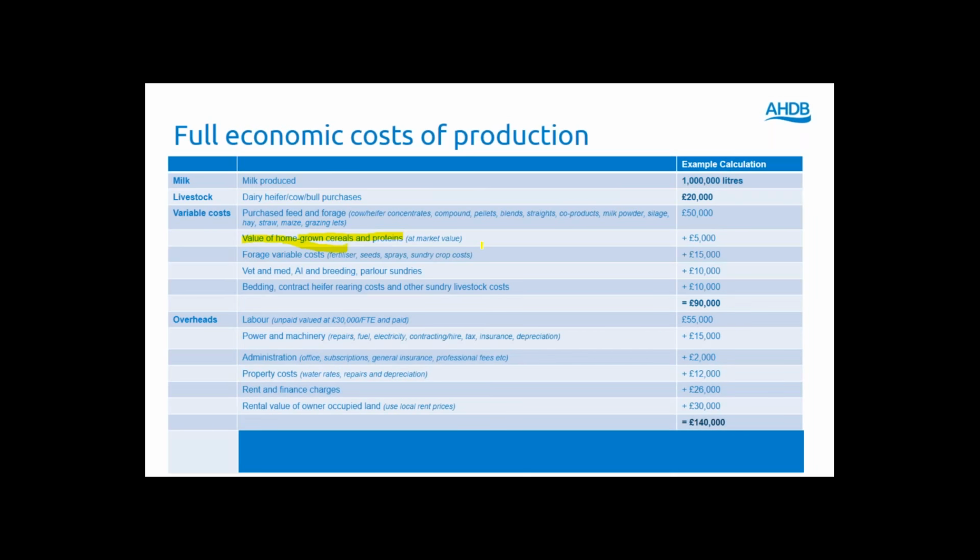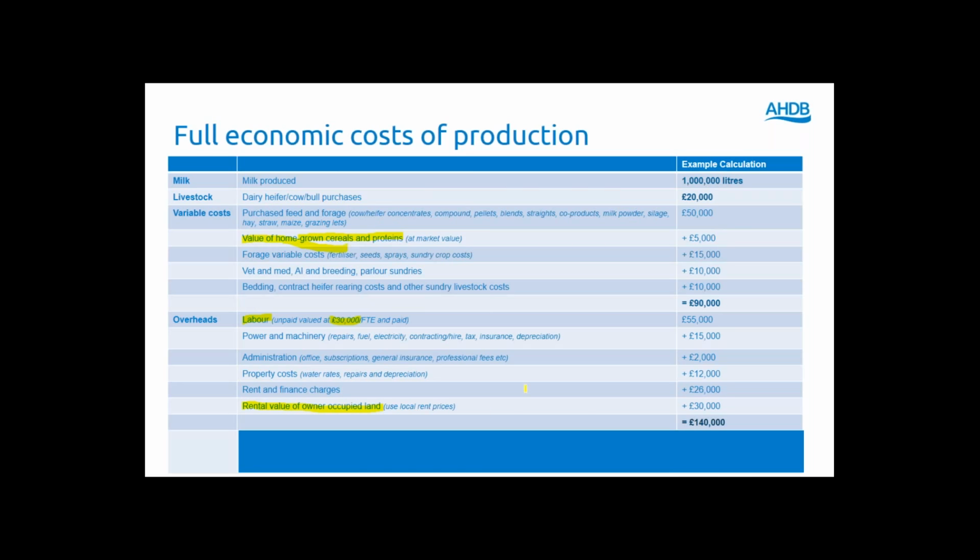Overheads. So this is including everything. We've got labour, which is paid and unpaid, and again, use the standardised 30,000 per full-time unit. Power machinery is very straightforward, but we include depreciation as well. Administration is all your office costs, general insurance, professional fees, accountants' fees, that sort of thing. Property costs will be like your water rates, repairs, any depreciation of your buildings, and then actual rent and finance charges. And then there's the rental value of owner-occupied land.